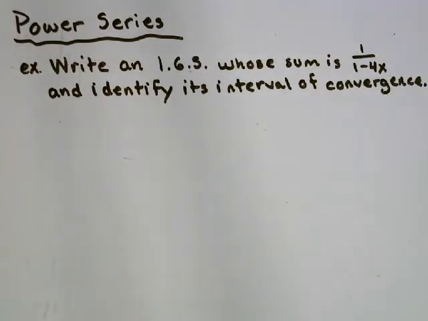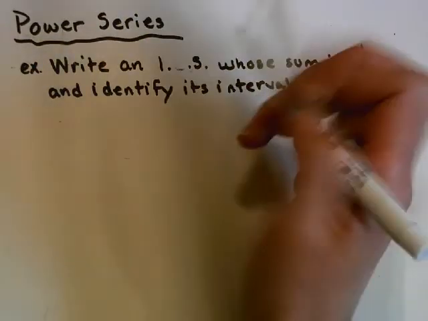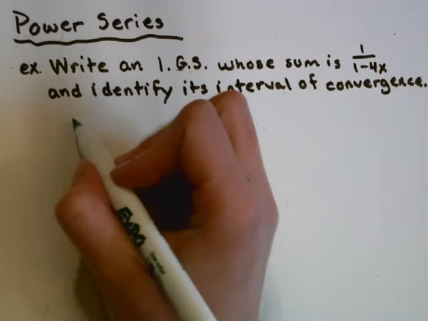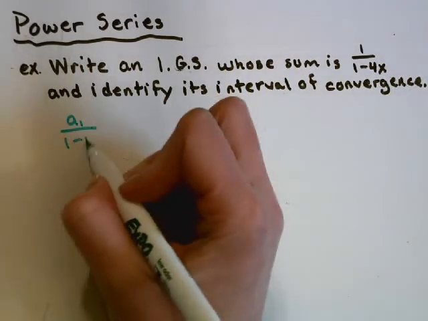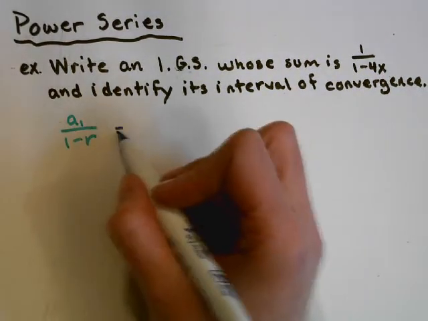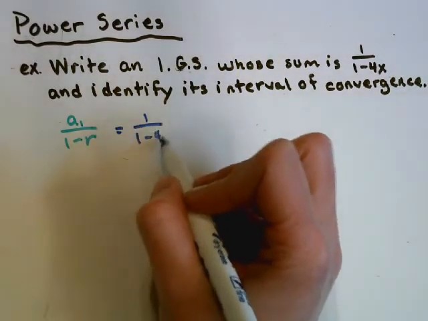Next, we are going to write an IGS. So IGS, again, is infinite geometric series, whose sum is 1 over 1 minus 4x, and identify its interval of convergence. So my sum formula, a1 over 1 minus r, we're saying that is equal to 1 over 1 minus 4x.